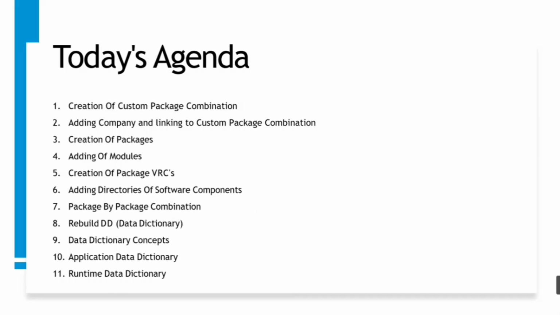Later we are going to understand the concept behind the rebuild process. After that we are going to understand data dictionary concepts: what is the application data dictionary and what is the runtime data dictionary. Apart from that, we are going to cover the logout and login process, and why we need to do this every time we make certain changes in our application. Typically this is the base of our training session.